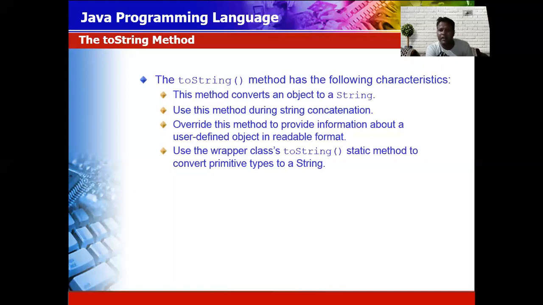Use the wrapper class toString static method to convert a primitive type to a string. Now, a wrapper class is used to convert any primitive data element into the form of an object. So in the wrapper class also, to convert any predefined data element to a string, we use this toString method.